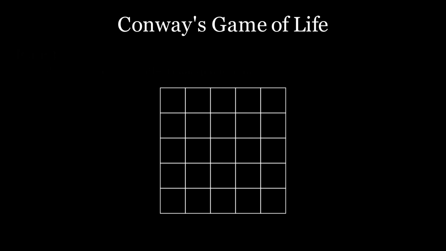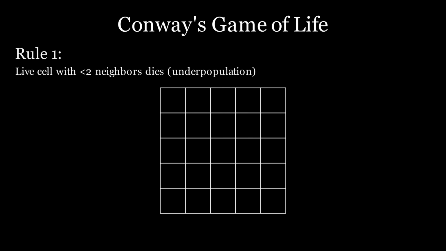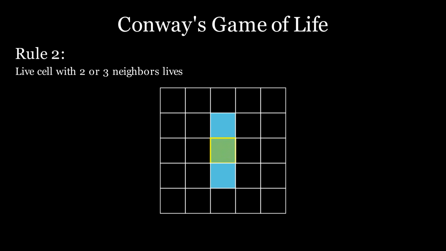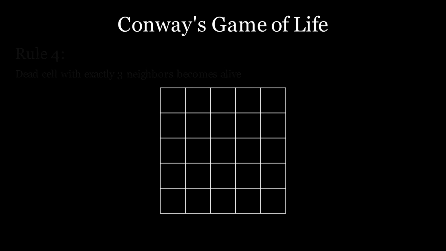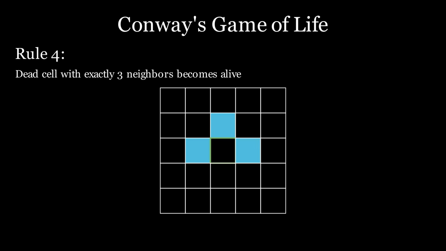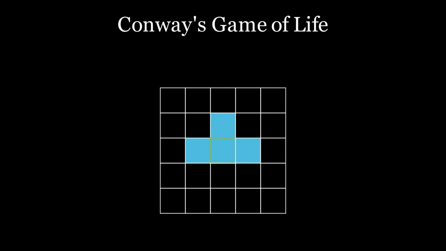To be able to implement Conway's into Minecraft, we're going to first have to understand the rules of Conway's Game of Life. Rule 1 states that any living cell with less than 2 neighbors dies of underpopulation. Rule 2 states that any live cell with 2 or 3 neighbors survives. Rule 3 states that any live cell with more than 3 neighbors dies from overpopulation. Rule 4 states that any dead cell with exactly 3 neighbors becomes alive. This is known as reproduction.